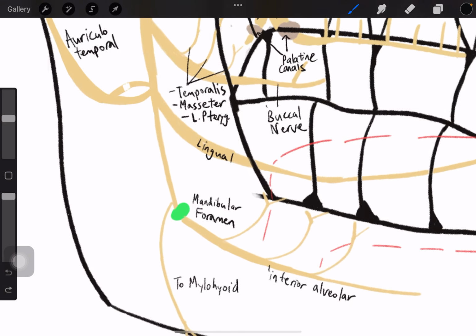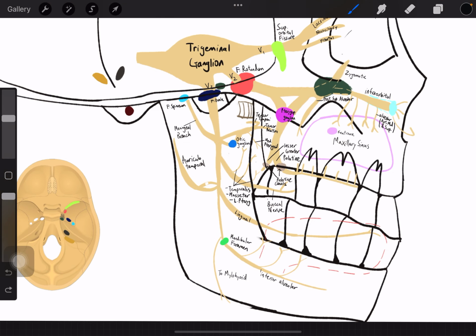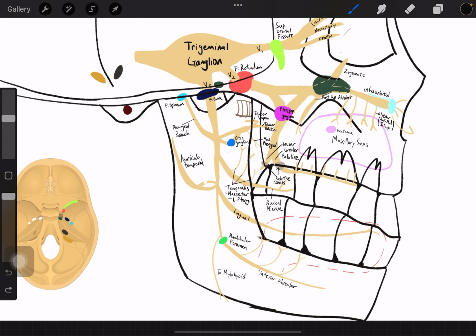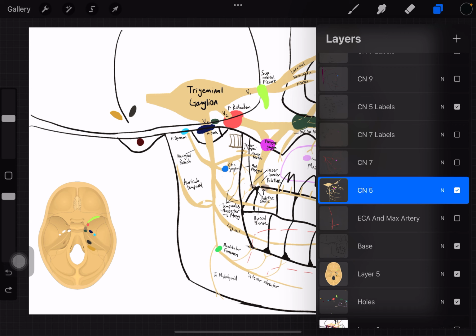Before we end off the mandibular section, just know that later the lingual nerve will also be important because the chorda tympani hitchhikes here. I'll show you how all the hitchhiking works later towards the end. Okay, so this is the overall view of what goes on in cranial nerve 5.